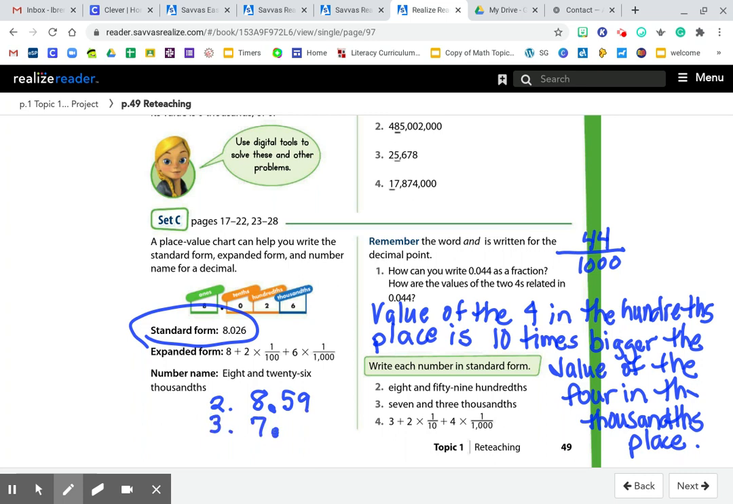For number 3, 7, and I've got that decimal there, 3,000. So I have a 3, but it's going to be sitting in the thousandths place. So I need to annex a couple zeros to hold those places so the reader knows that the 3 is sitting in the thousandths place.